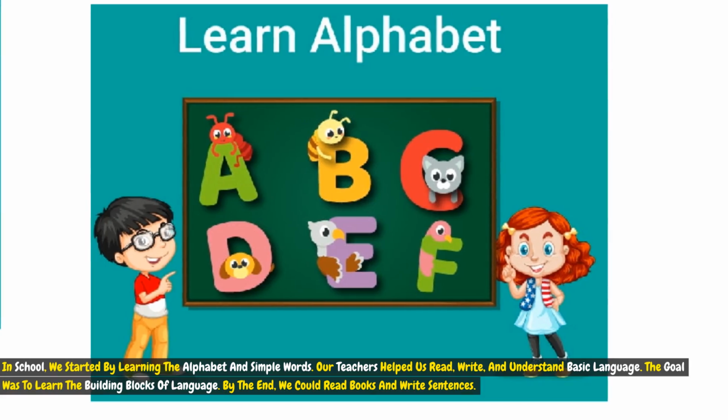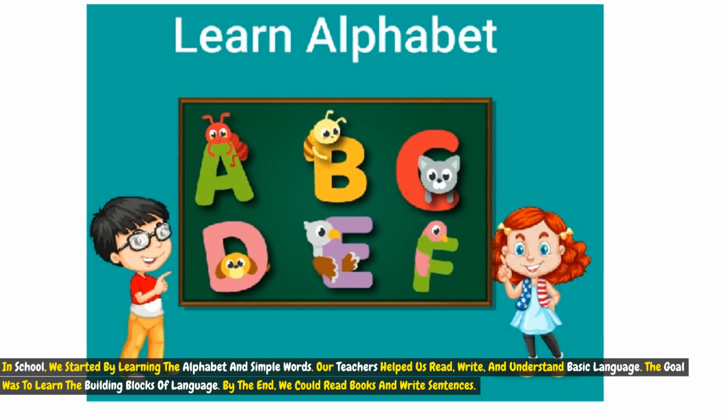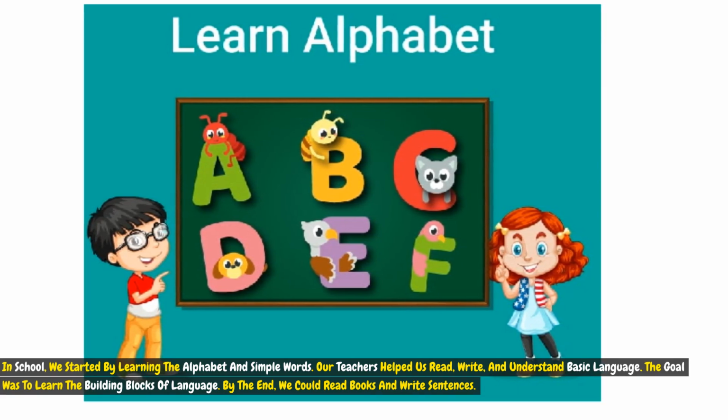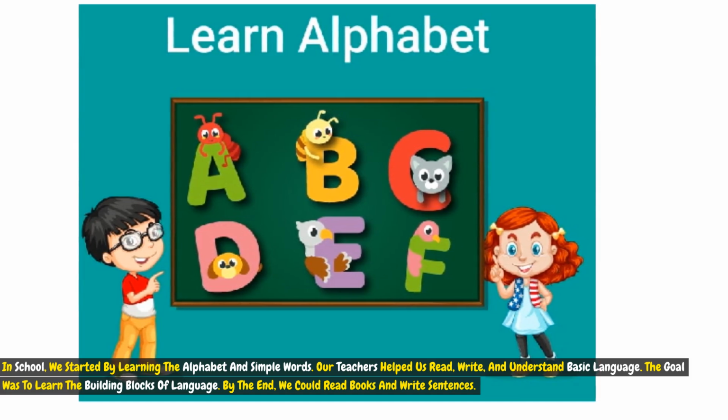In school, we started by learning the alphabet and simple words. Our teachers helped us read, write, and understand basic language. The goal was to learn the building blocks of language. By the end, we could read books and write sentences.